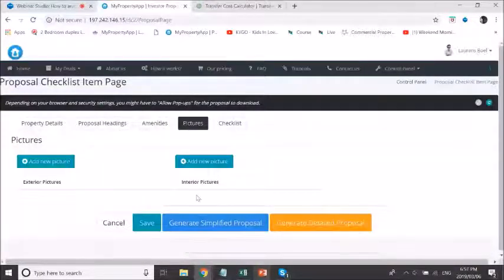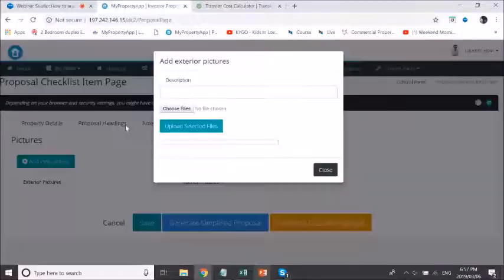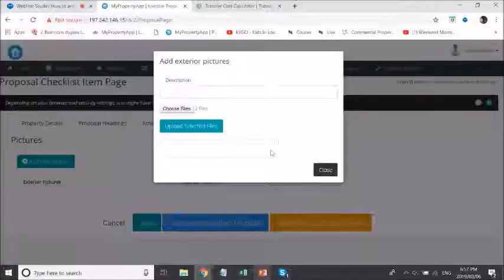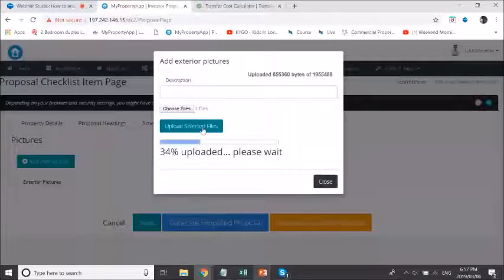Right, so pictures. There's interior and exterior. If we go to exterior and we say add first. Let's see, I've only got 2 exterior photos, but what we've allowed is for bulk uploads. So you can now select how many photos you want up. So I will upload selected files. Just give it some time to complete the process. Close.